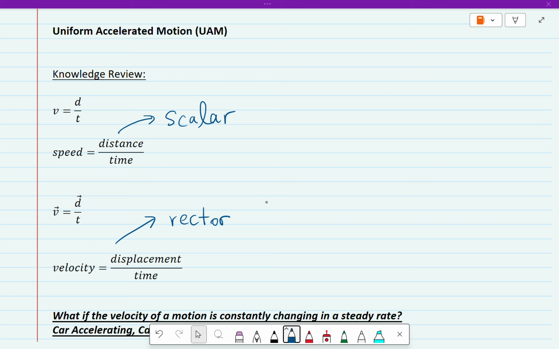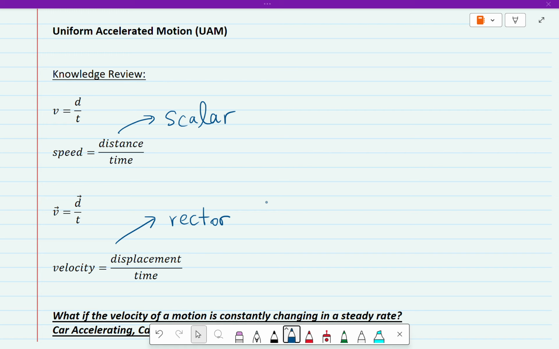Hi everyone! In today's video, we are going to talk about uniform accelerated motion, short as UAM. But before delving into UAM, we should know two basic formulas. The first one is speed equal to distance over time, and the second one would be velocity equal to the displacement over time. For the first formula, we are calculating using scalars, and for our second formula, we're calculating using vectors.